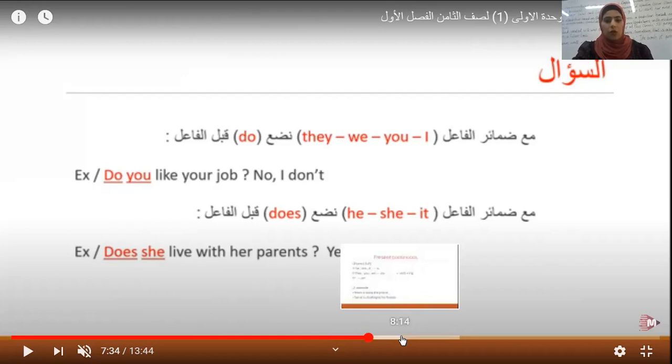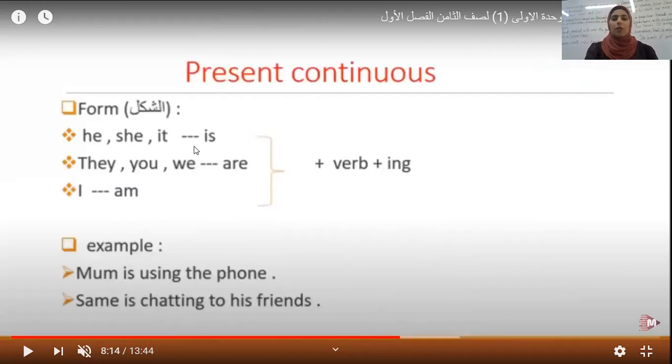Present continuous form is that you have to add verb ing to an auxiliary verb and the subject. What does that mean? Look at this page in front of you on your screen. When the subject is he, she, or it, you need the verb be, which is "is", with verb ing. When the subject is they, you, or we, a plural subject, you need to add "are" with verb ing. And when it's I, as you know, you need "am" with verb ing.